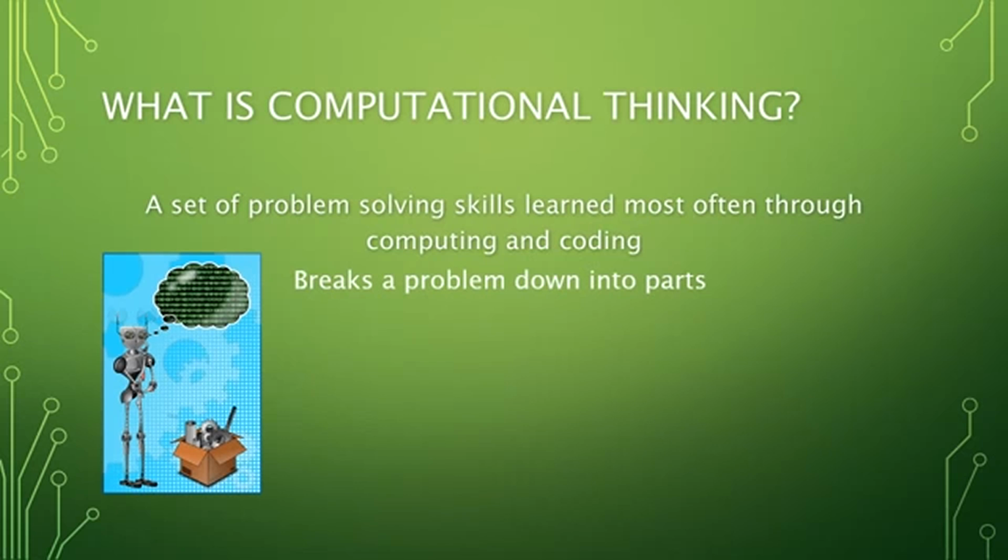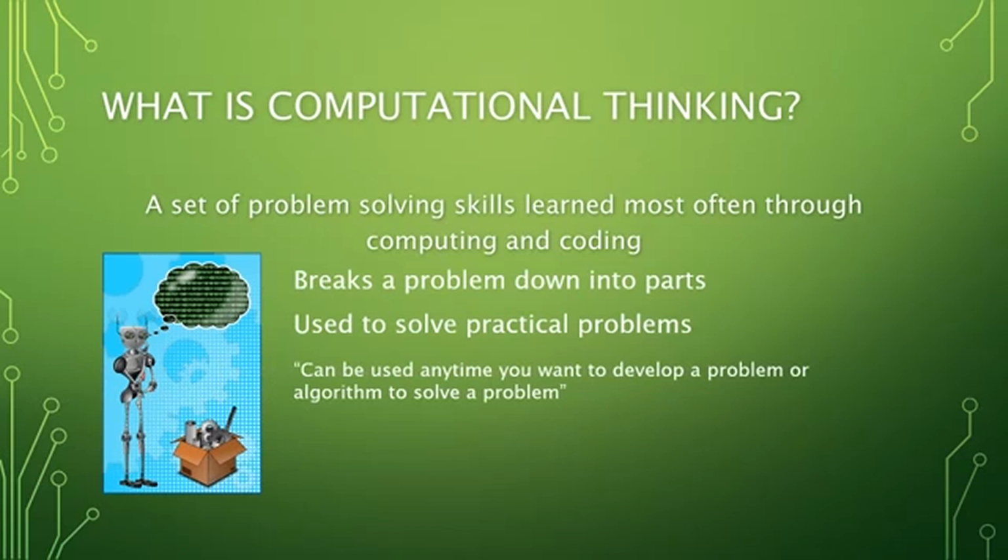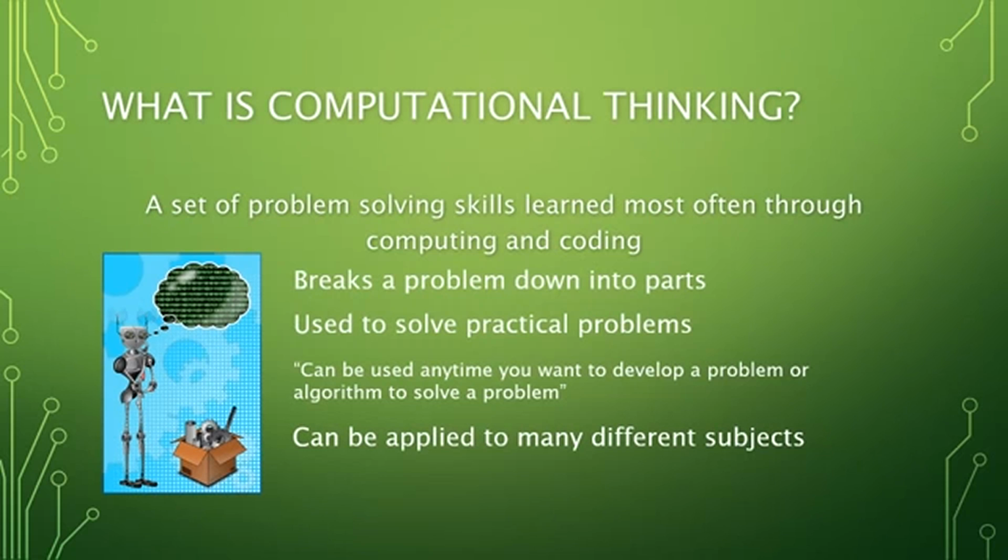It is a way to break down a larger problem into smaller, more manageable parts, and it teaches learners how to solve practical problems. According to the Google course for educators on computational thinking, it can be used anytime you want to develop a problem or algorithm to solve a problem. Computational thinking is best learned through the process of computing and coding because it teaches learners the way in which computers think, breaking down parts, recognizing patterns, and creating algorithms. This means that learning computational thinking can be applied in many different subject areas.